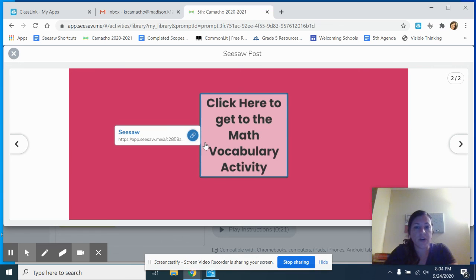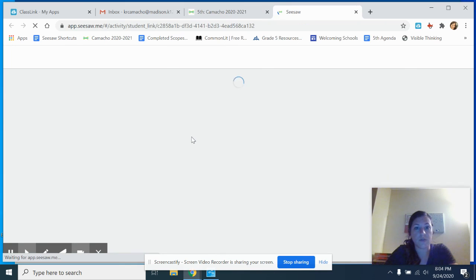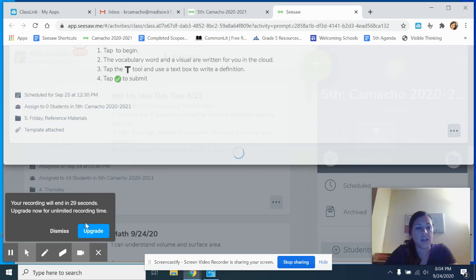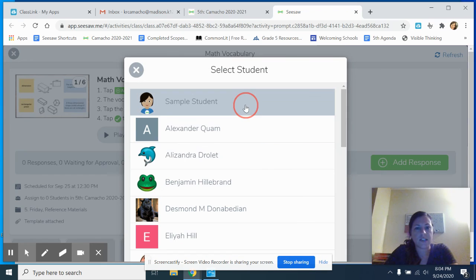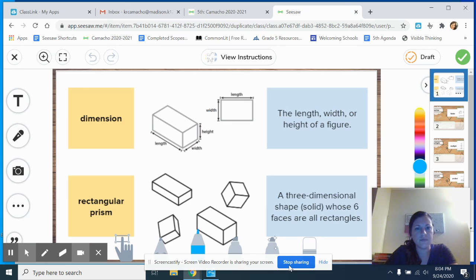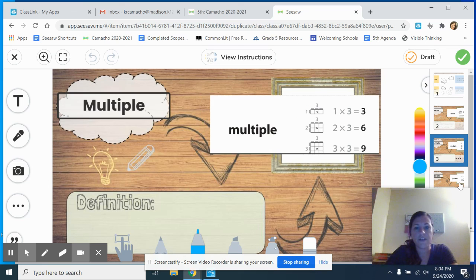And then this is where you're going to click to get to that math vocabulary activity that I told you about. And so when you add a response here, you'll notice this first one is done for you, as is the second one. All of the rest of these pages are words that we have reviewed in math so far. You're going to record a definition here using the text tool or the mic tool.